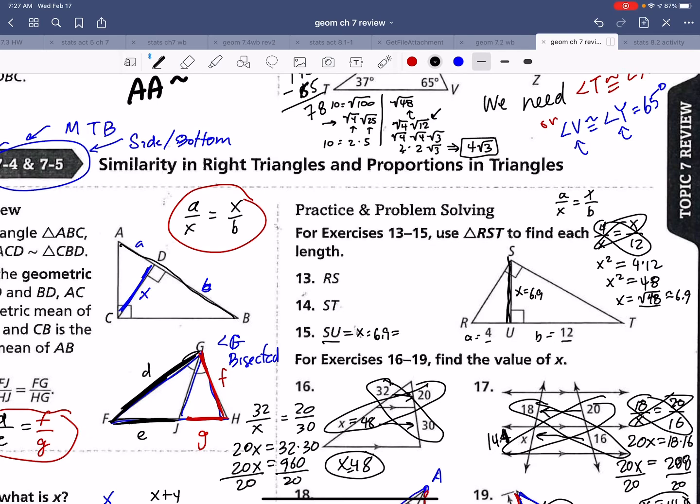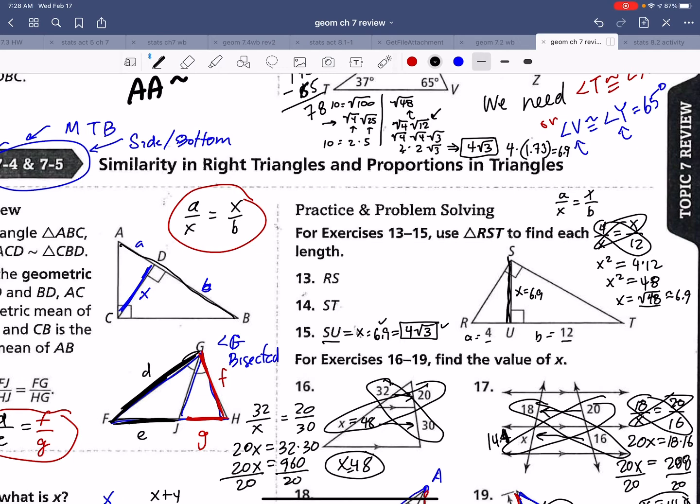So if it's multiple choice, 4 times the square root of 3 would be a possible correct answer. And I can verify that in my calculator. So if I take the square root of 3, I get 1.73. And if I multiply by 4, I end up getting 6.9 again. So I can verify that these are equivalent or equal to the same amount.